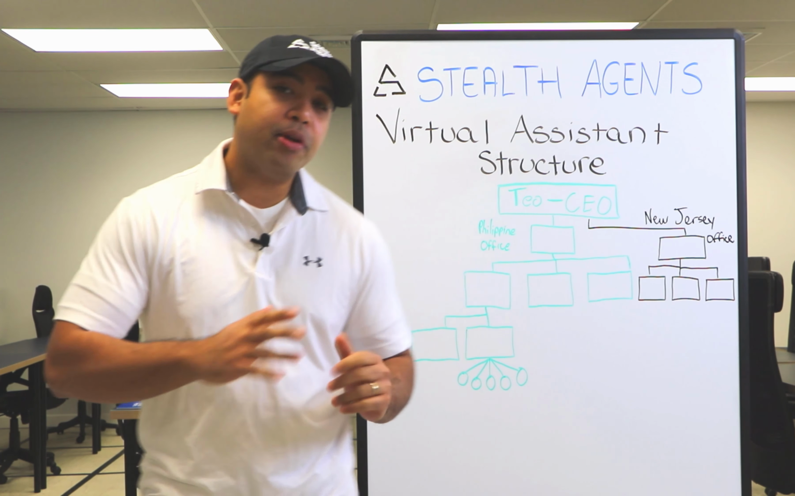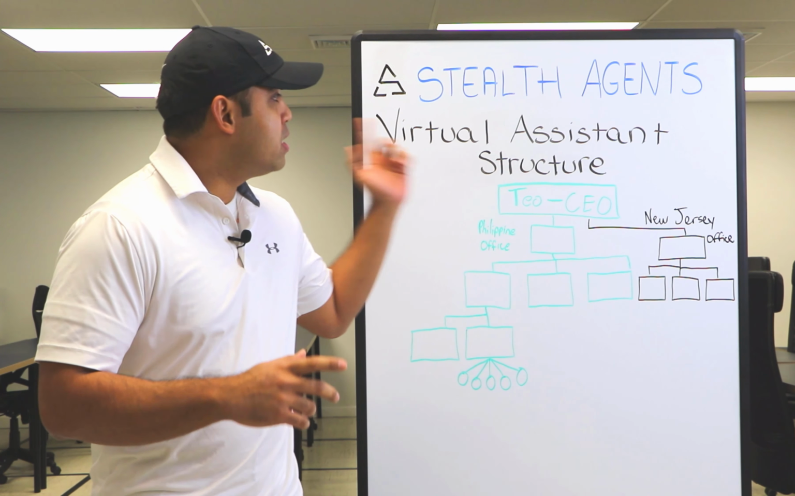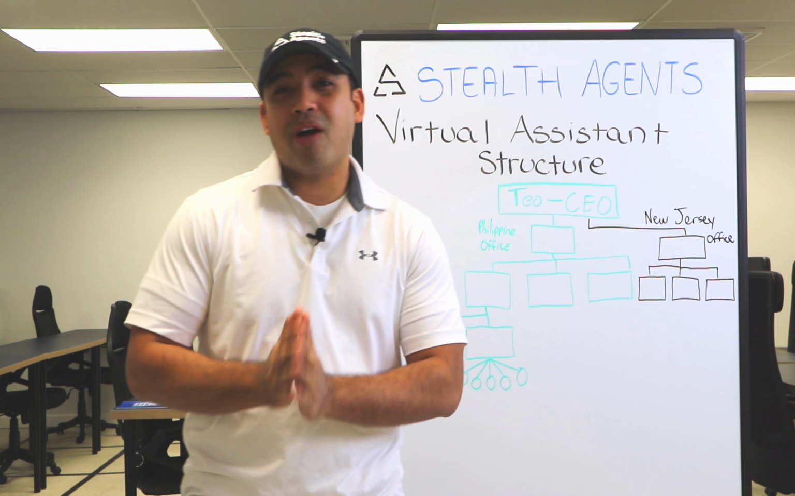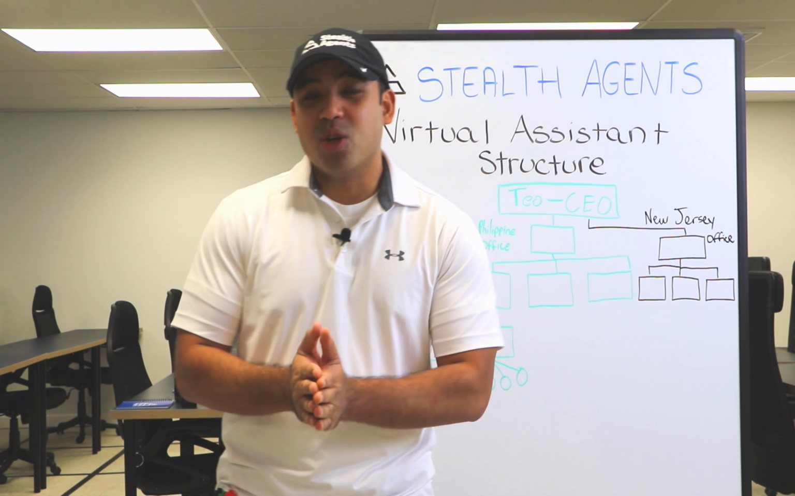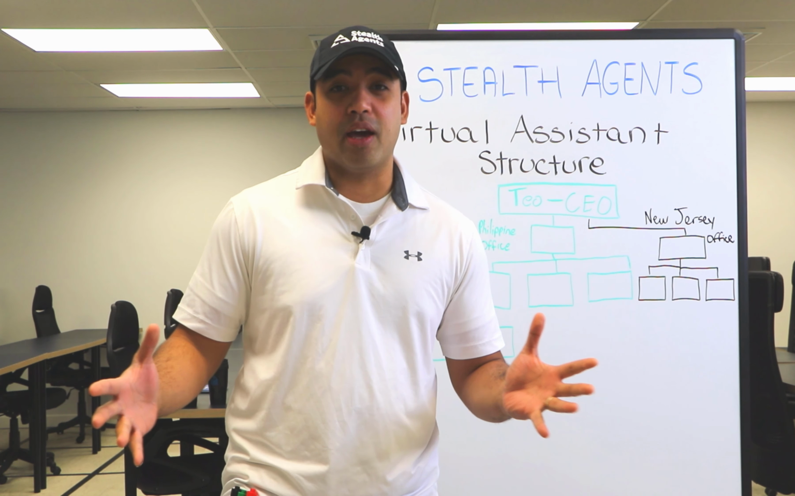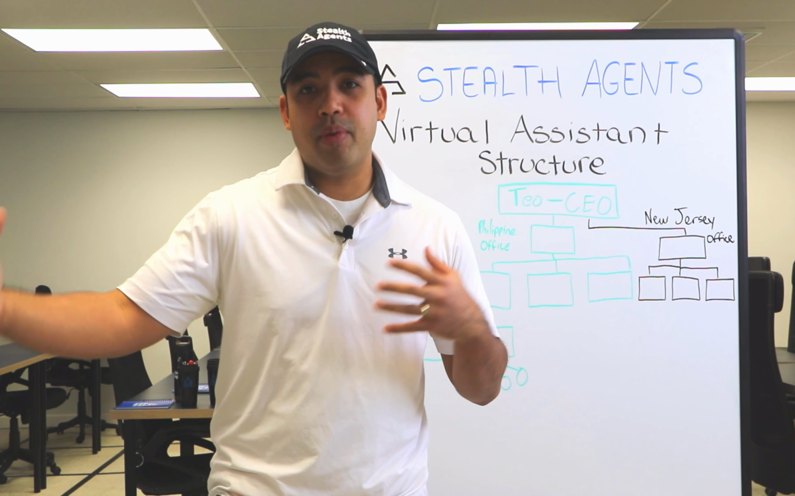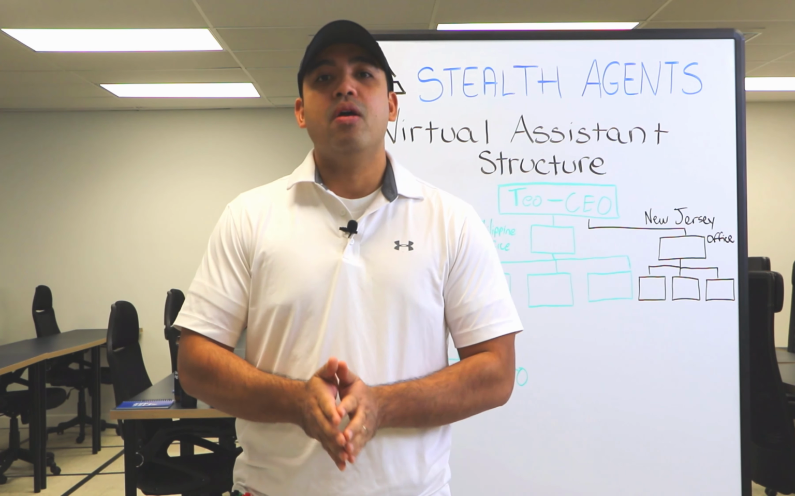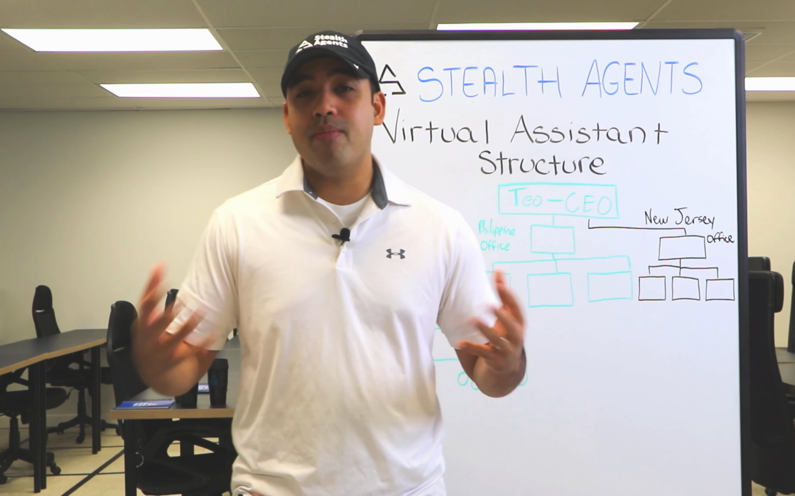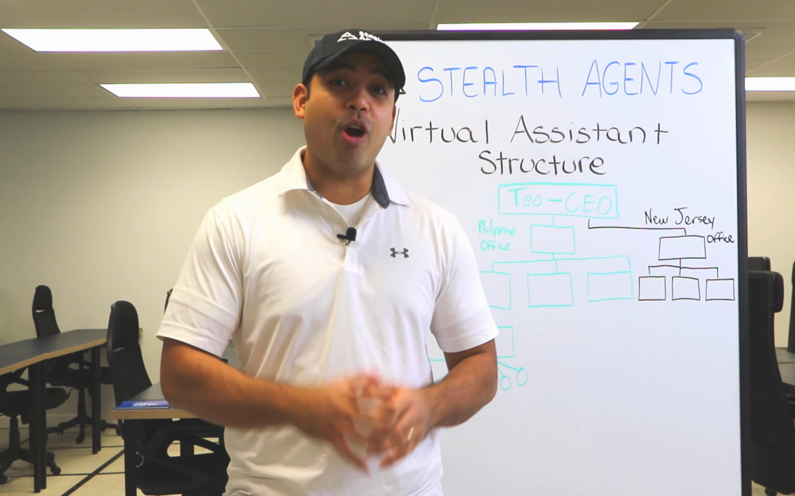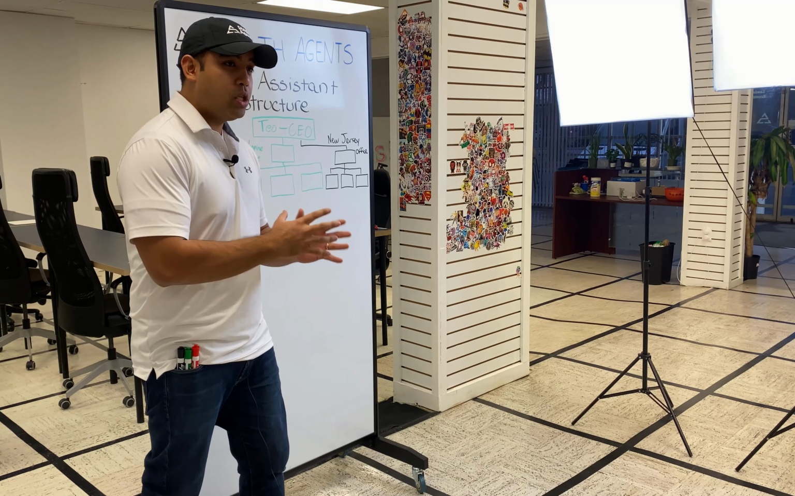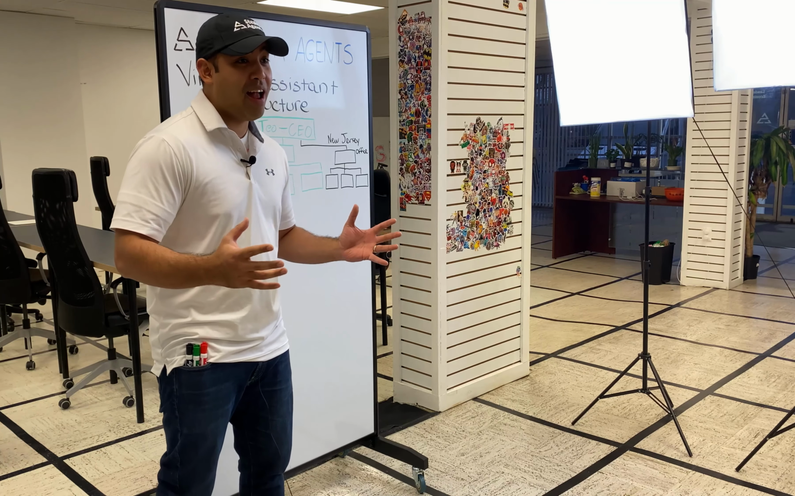Now, in this video, I'm going to talk to you about the Stealth Agents virtual assistant structure. In our company, we have roughly around 500 virtual assistants. So you can imagine that's pretty hard to manage all of them, okay? We have a lot of people come and go, and how do we manage that? We also have a lot of different departments within our company, and how do we manage that? In this video, you're going to learn all about our system, our structure, and how we manage every single department and how we structure everything, okay?